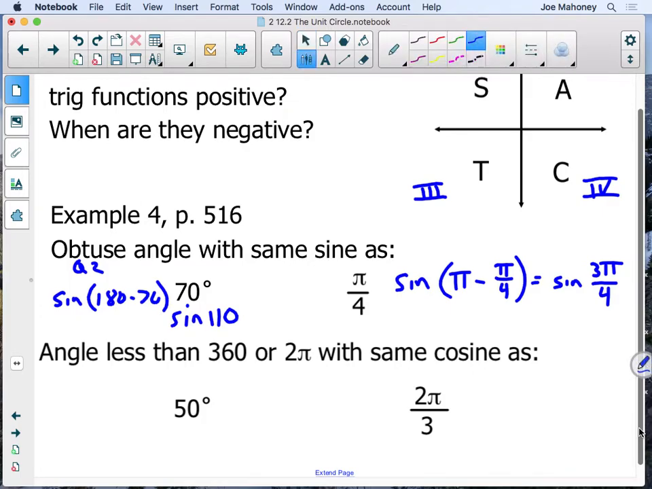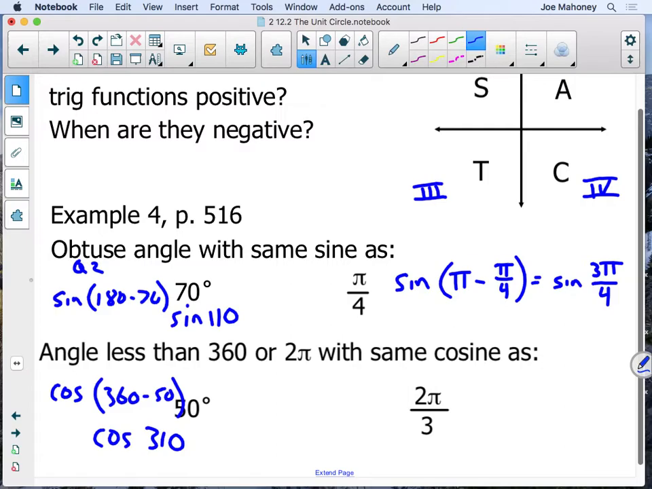If we take a look at the next one, now we want angles that are less than 360 or less than 2 pi with the same cosine as these two. So this time, we're going to be subtracting from 360. So we want the cosine of 360 minus 50, which is the cosine of 310.